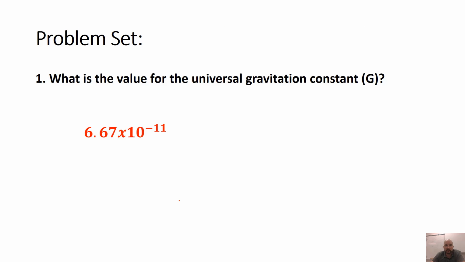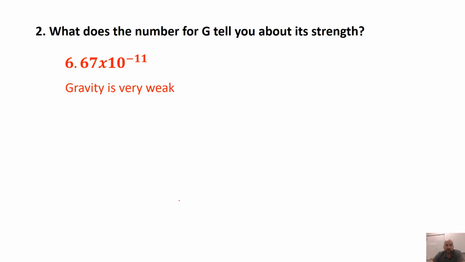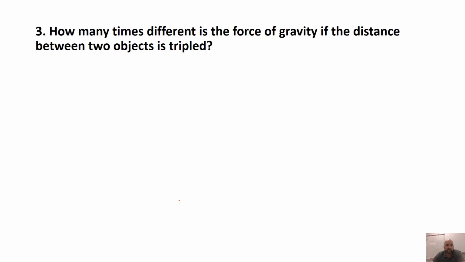The universal gravity is 6.67 times 10 to the negative 11th. It's a really small number. And that tells you that strength is very weak. In fact, it's the weakest fundamental force in nature.